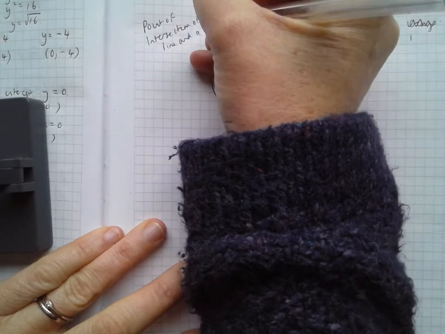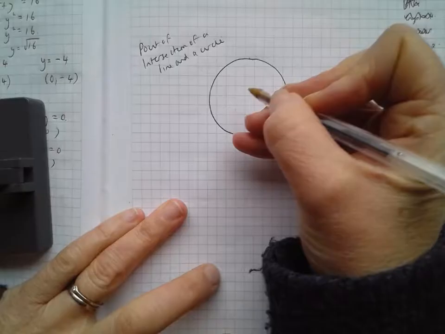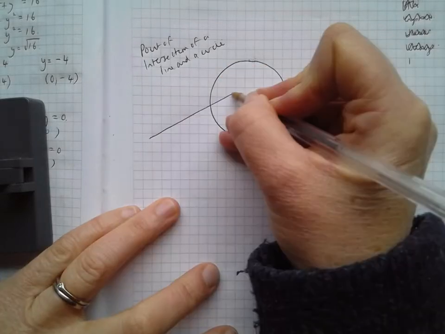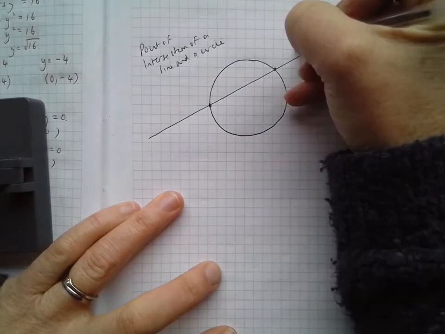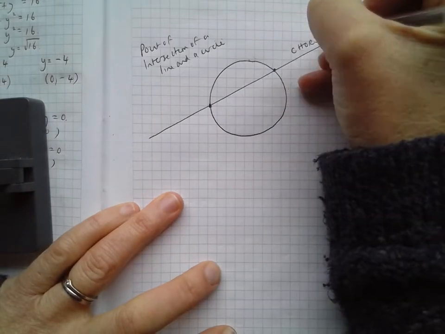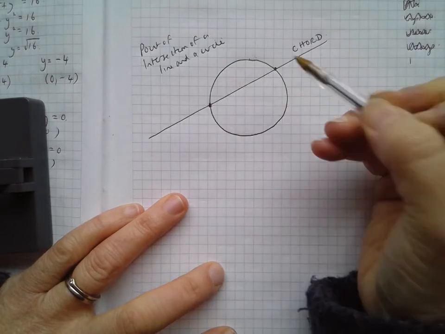One option was that the line could cut through the circle at two different points. And we said that line was called a chord. It's a line that cuts a circle at two different points. So, two points of intersection.